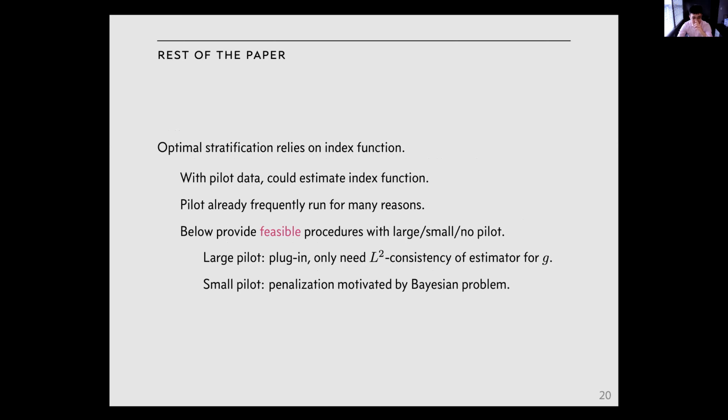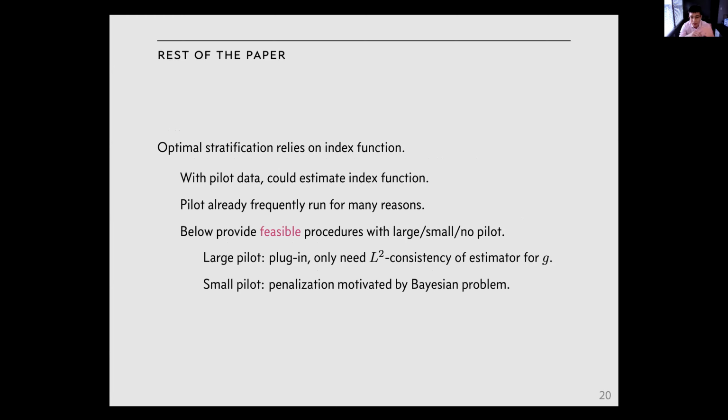But I want to just briefly mention what I did in the rest of the paper. So of course, you can see that everything relies on this function g, which is in general unknown. What I did is that, well, fortunately, we often have access to those pilot experiments, and they're run for many different reasons, but we often have access to that data. If you have pilot data, you can try to make everything feasible. And I propose different feasible procedures based on the sample size of your pilot.